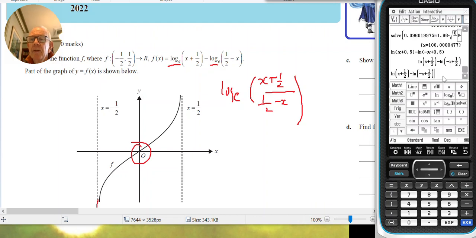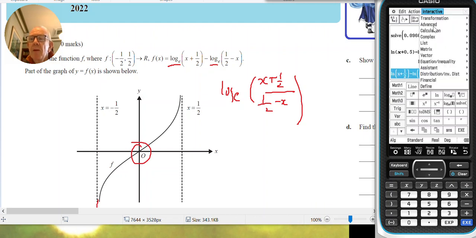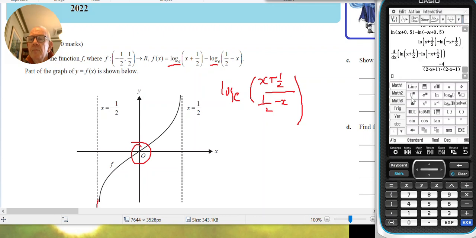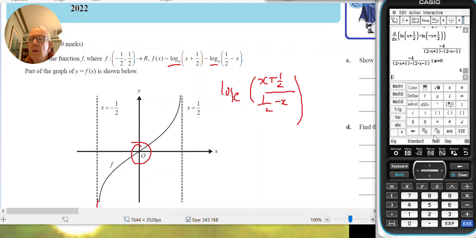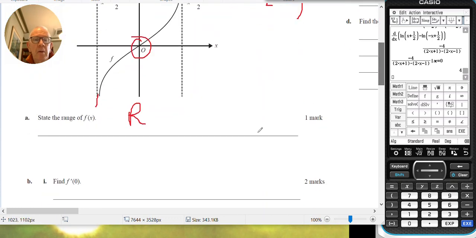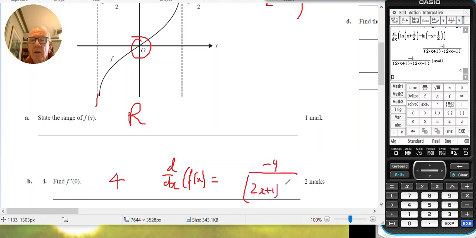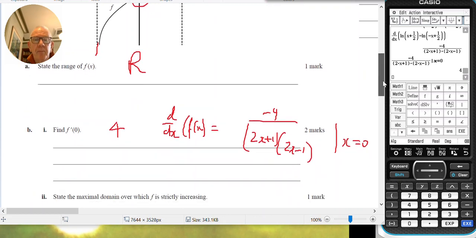Beautiful. And if I take the derivative, and take that answer and make x equal 0, I get 4. So it's equal to 4. There's two answers there. So d dx of f of x equals -4 on 2x plus 1, 2x minus 1 when x equals 0. So that will give me my method mark.